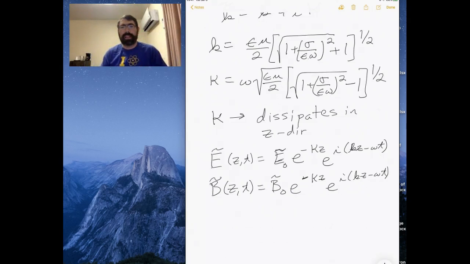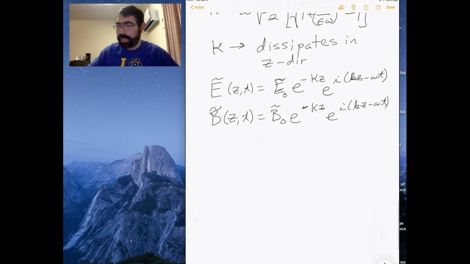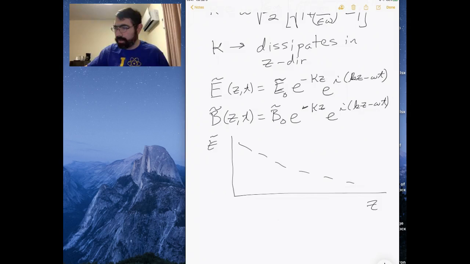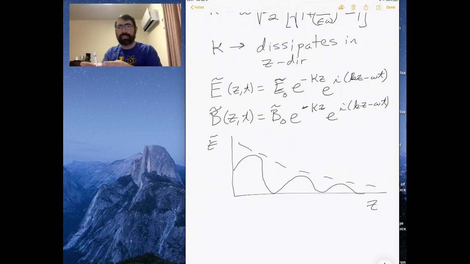So essentially, that exponential causes our wave in space, let's say this is the amplitude of the electric field, this is our exponential. We would get a damped wave like that. The electric field, as it goes into the conductor, starts to lose strength and dissipate and get reduced in amplitude the deeper and deeper it goes into the conductor.